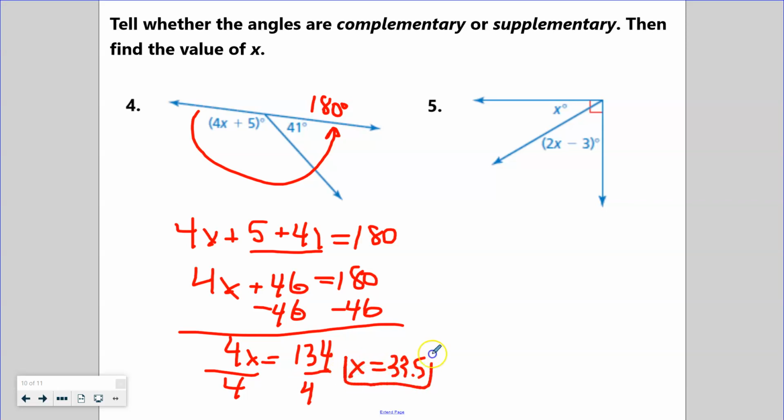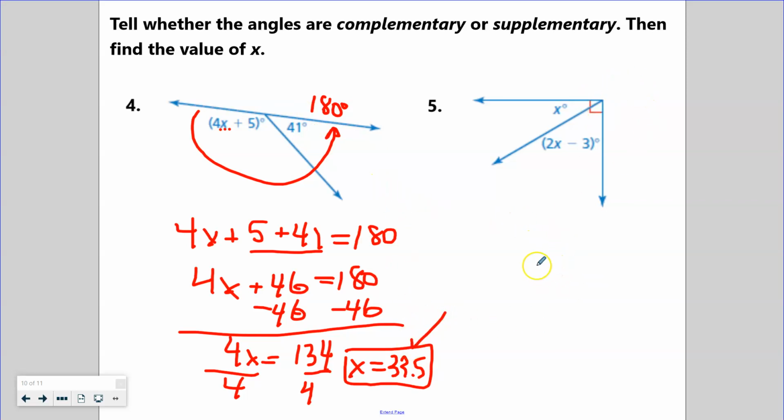So I'm looking at that and I say, okay, let's double check it really fast. What's 4 times 33.5? 4 times 33.5 equals 134, plus 5 is 139. 139 plus 41 is 180. What did I do? I plugged that number in for x. Remember, a number up against a letter means to multiply. So I have 139 on this side plus 41, 180 degrees. I know I did it correctly.